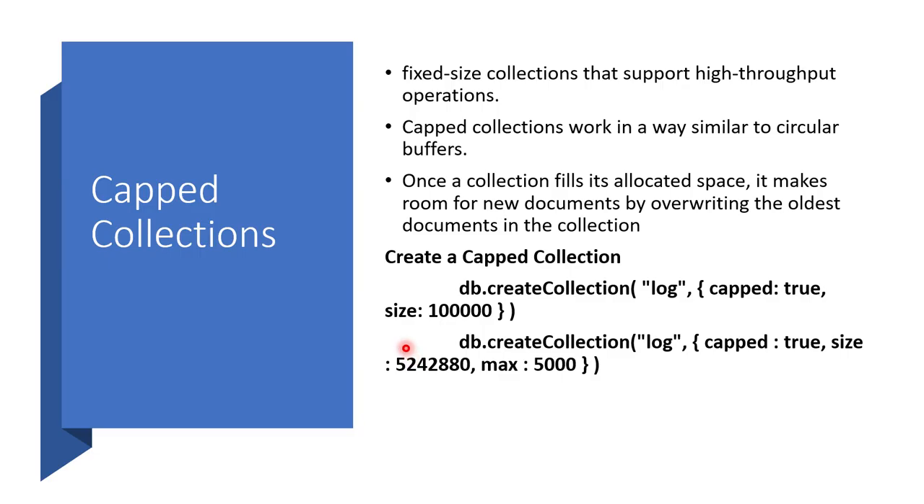So the last thing in this is capped collection. What is a capped collection? Capped collections are fixed size collections that support high throughput operations, and it is a kind of like circular buffers. Once the collection storage is filled, it makes room for the new documents by overwriting the oldest document in the collection. And how do we create a capped collection? db dot create collection, you write the name of the collection, then capped you have to mark as true, and then you mention the size. That's the way the capped collections are created.